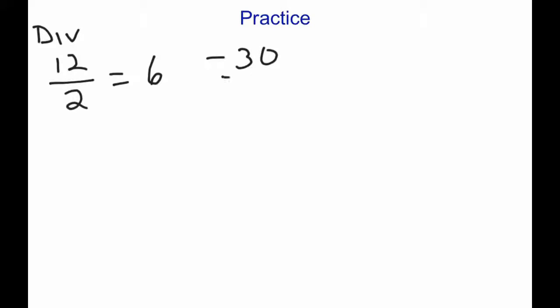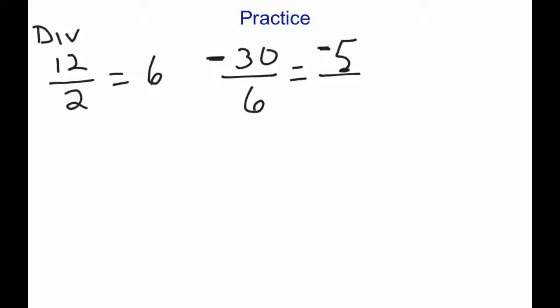Negative 30 divided by 6. You just ask yourself, 6 times what will give me 30? 5. Now, for the signs, I have a negative divided by a positive. The signs are different, therefore the 5 will be negative. That's negative 5.